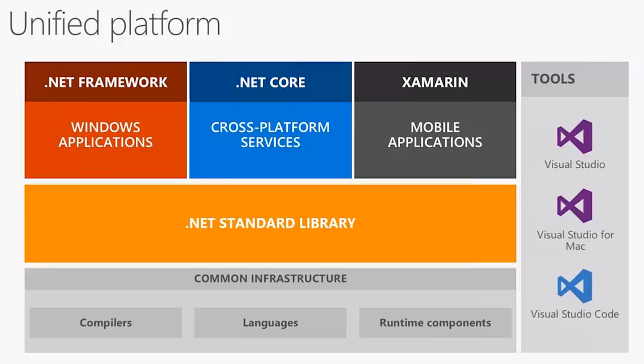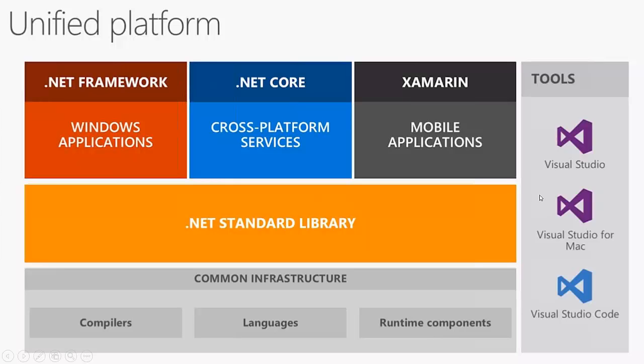You can think of this as a kind of middleware, which talks to your actual core .NET, and which is applicable for all of these three families, whether it is .NET Framework, .NET Core or Xamarin. So any API which is coming out of .NET Standard Library will be applicable for all these families. So this is where .NET is heading.